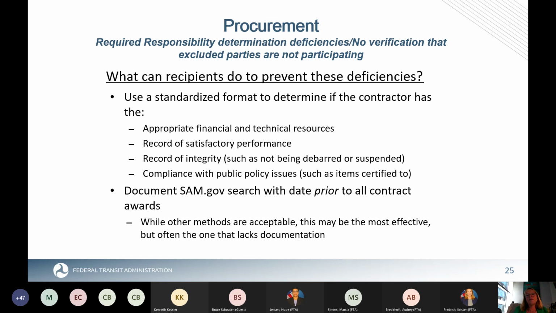For SAM.gov, because so many of you use the check of that system, and I've seen some folks don't like the new way that the system is formatted, you need to just make sure there's some documentation that you conducted that prior to award.